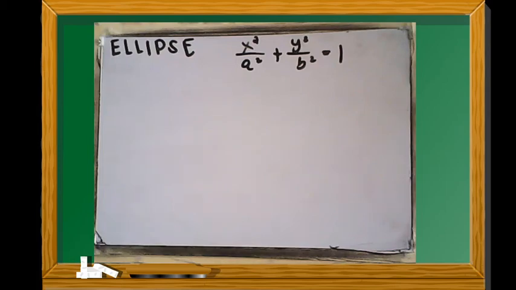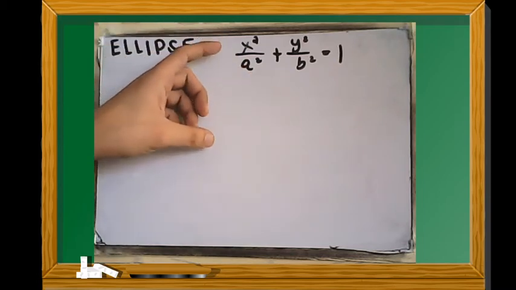An ellipse is the set of all points in a plane such that the sum of its distances from two fixed points on a plane is constant. But in this lesson, I'm going to focus on the equation and graph of an ellipse with center at the origin. First, the standard form of the equation of an ellipse with center at the origin is given by this equation.